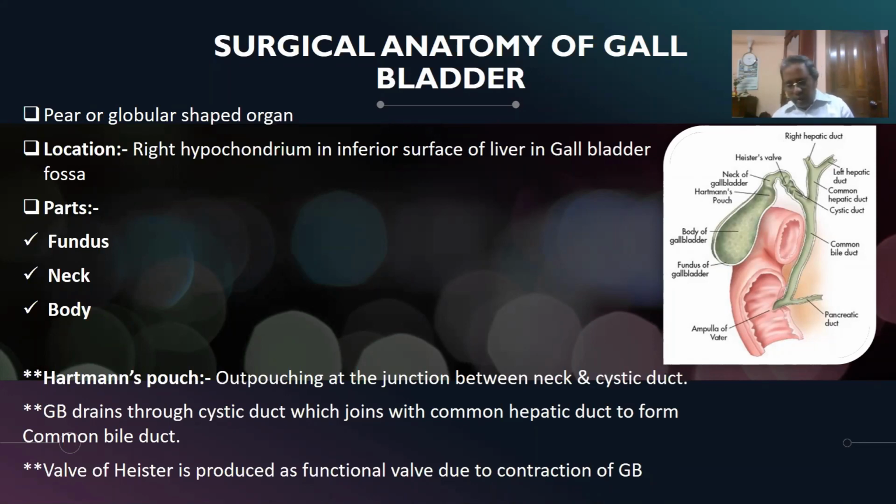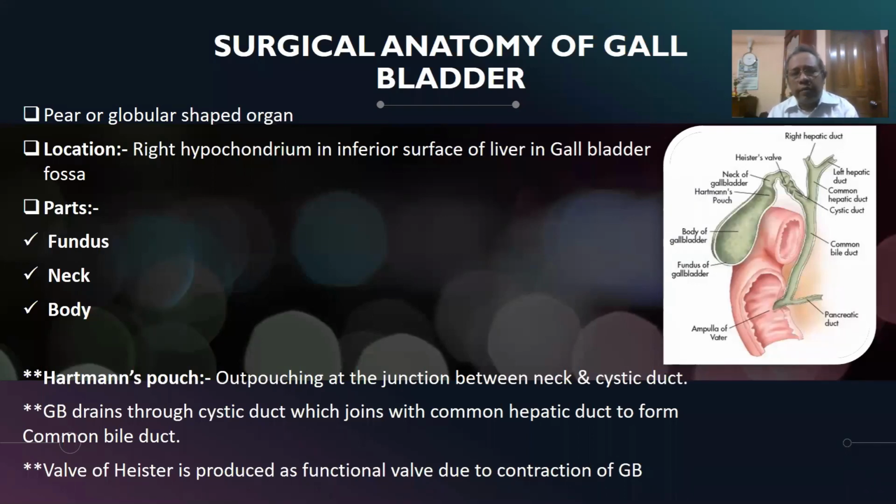So the anatomical location, everybody must remember, because otherwise if you don't know the anatomical site, you won't be able to diagnose the disease process. For that reason, the location everybody must know. It lies in the right hypochondrium, on the inferior surface of the liver, in the gallbladder fossa.